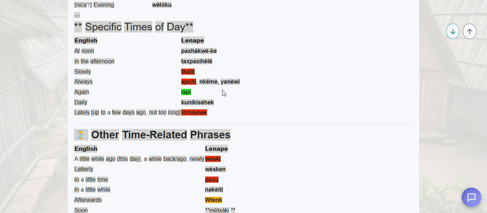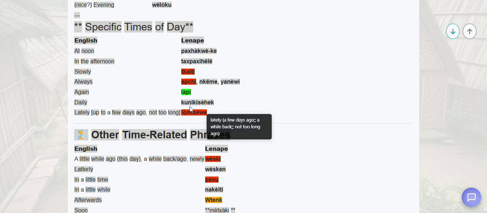Always can be apchi, unkeme, yanawi. I haven't seen yanawi, but inkeme is used all the time. Apchi is not. Apchi means other things than always. It's not always used for this. And then you have lupi, again. And then daily, kuniki sahake.